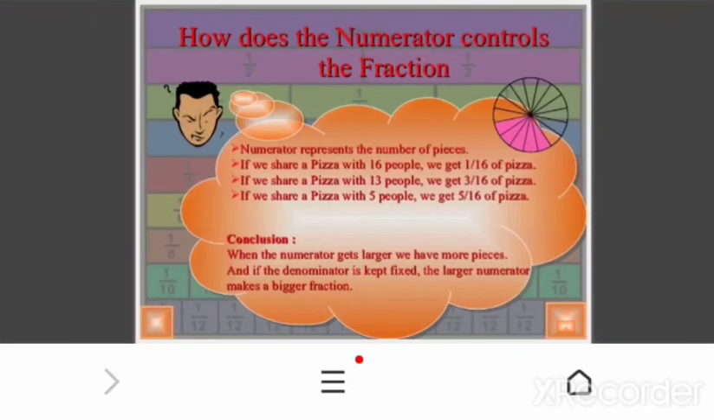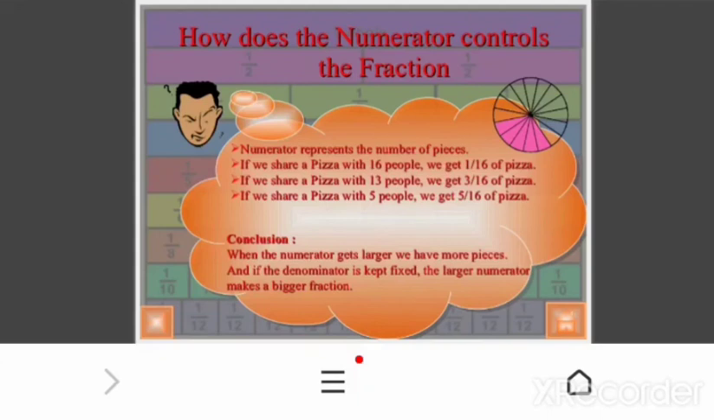Okay children. Now children, how does the numerator control the fraction? That we will also see. The numerator represents the number of pieces. If you share a pizza with 16 people, we get 1 upon 16 of the pizza. If you share a pizza with 13 people, we get 3 upon 16 of the pizza, 13 upon 16 of the pizza, and if we share a pizza with 5 people, we get 5 upon 16 of the pizza.